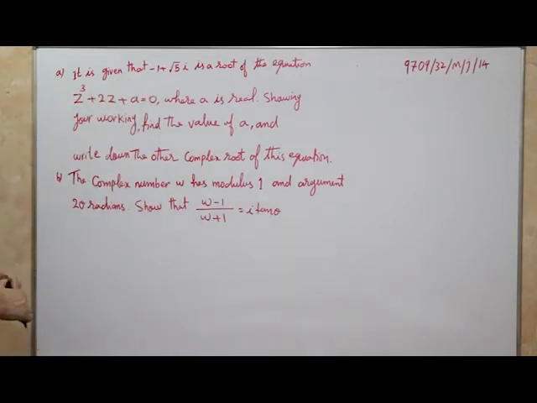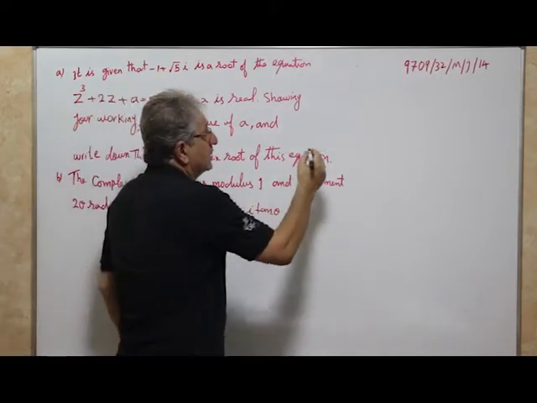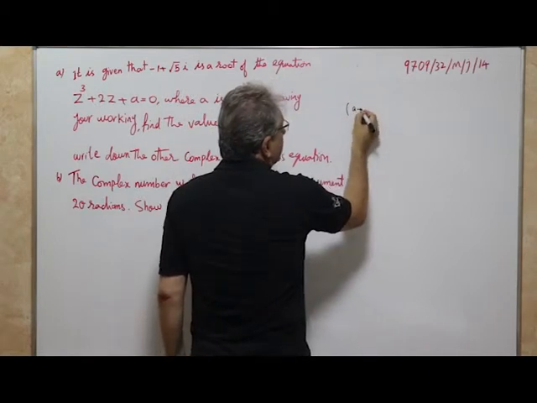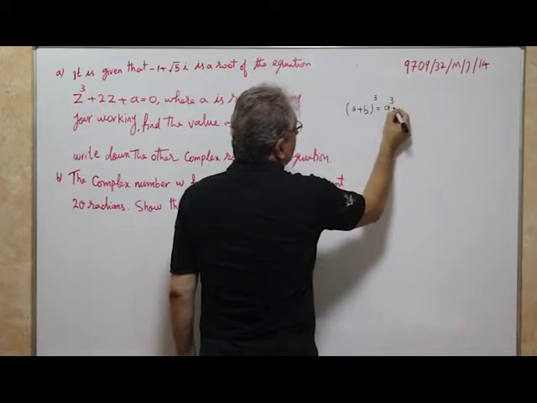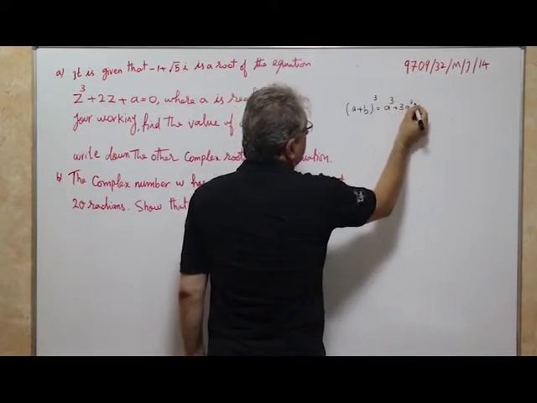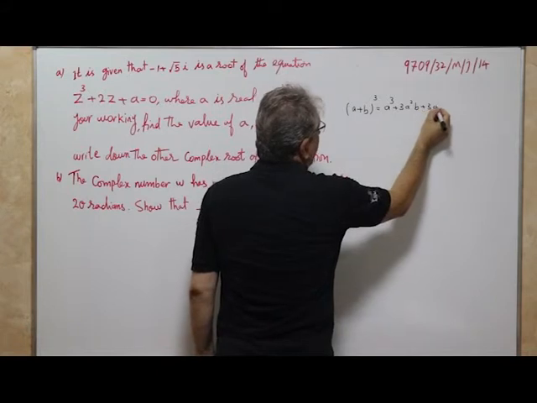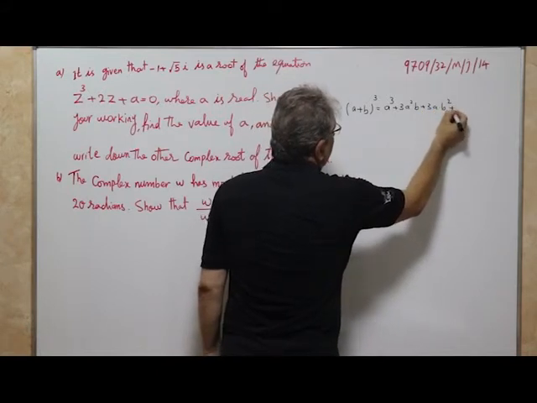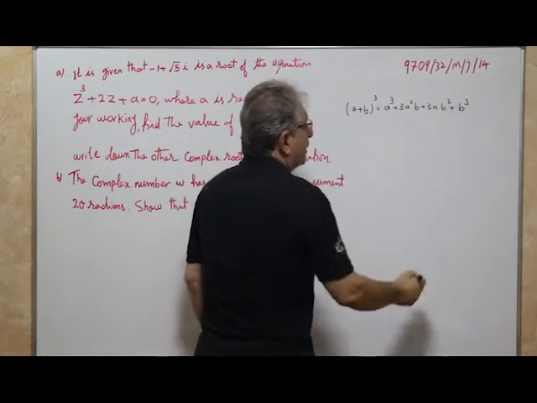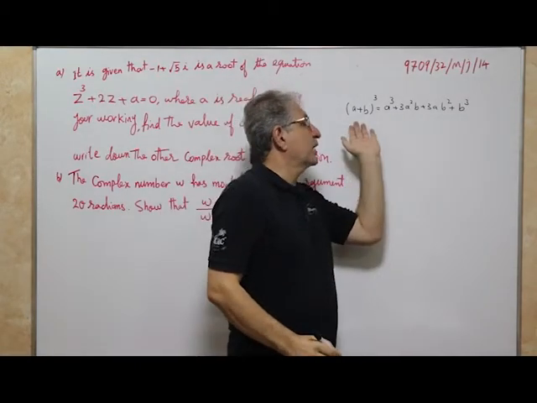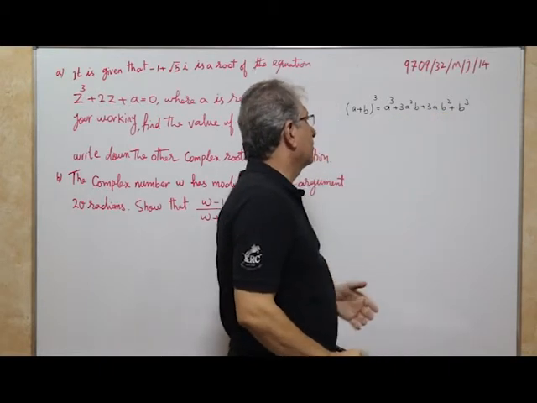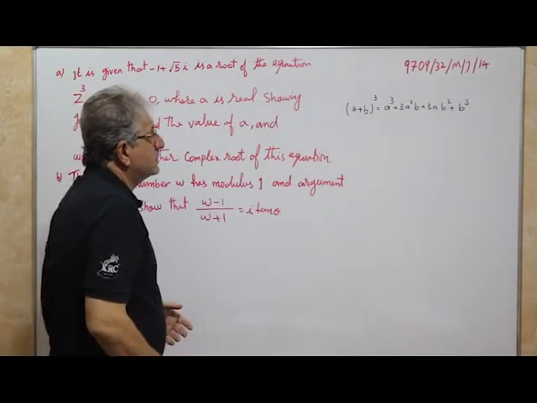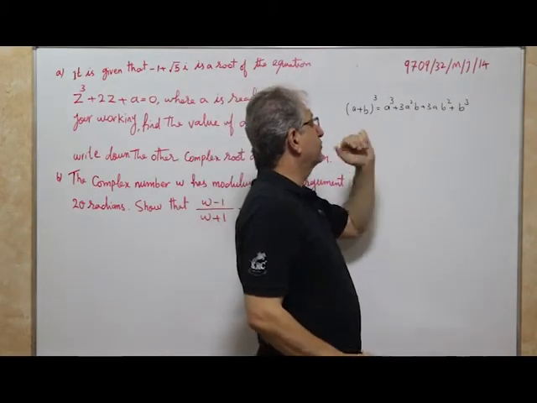There are two different ways to do it. One way is that if we know this identity, (a + b) to the power of 3 is a cubed plus 3a squared b plus 3ab squared plus b cubed. If you don't know this identity, just multiply (a + b) three times, you will get it. It is not very complicated. Therefore, this is (a + b) to the power of 3.